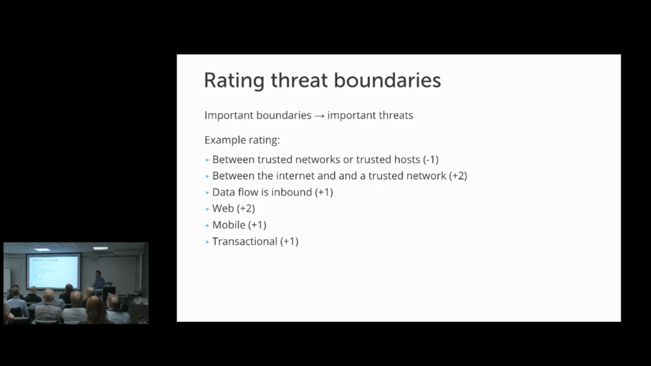If one of these boundaries is the internet, then there's a big attack surface there. But if it's between two systems in a trusted network, then maybe it's less of an interesting boundary. Also, if it's web, then the web opens up a huge attack surface. If it's mobile, maybe we forgot stuff, so we might want to increase the rating of the boundary just because of that.